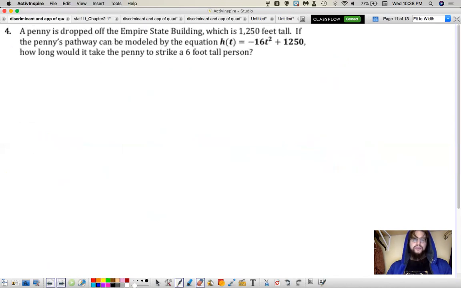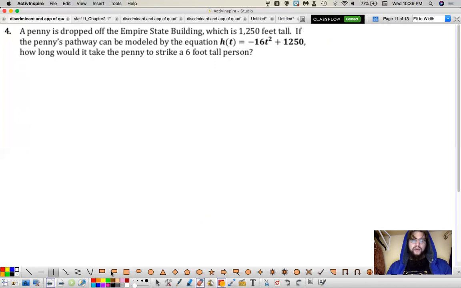Okay, let's look at the next one. A penny is dropped off the Empire State Building. So when I was teaching physics, I'd always say, draw a picture, which is 1,000. So, okay, my drawing's a little bad. Obviously, my drawing's bad. I draw really bad. We'll make the Empire State Building a nice pink rectangle.